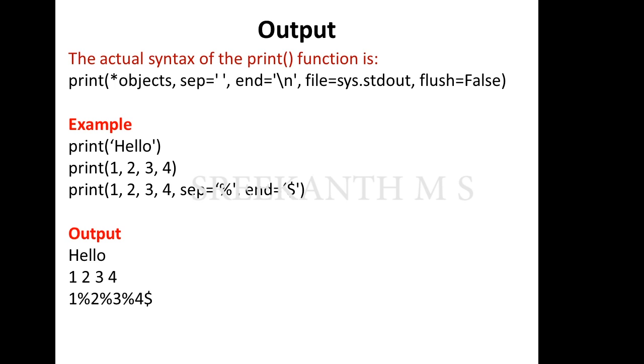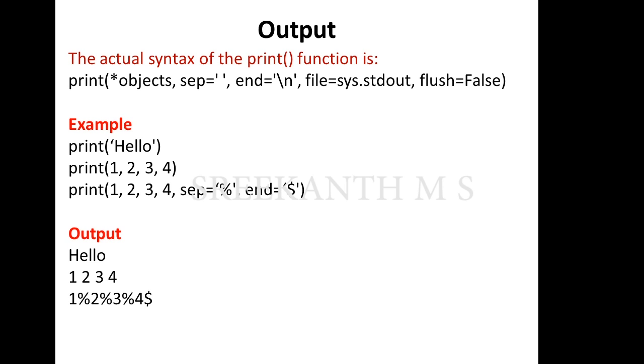Here is another example. Actually, the syntax of the print function is print, and inside there are different parameters. 5 parameters we can use. The first parameter inside the print built-in function is the objects that we want to display to the standard output device or the screen or anything. The second parameter is sep. It is used to separate the objects.